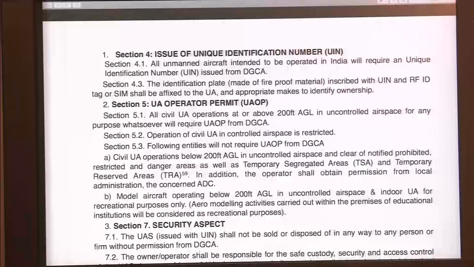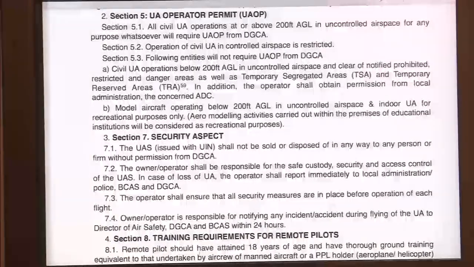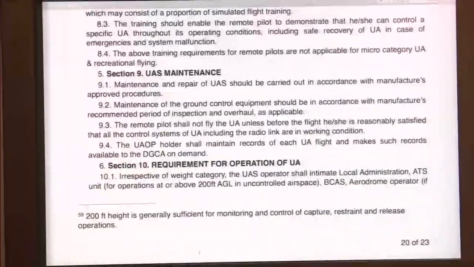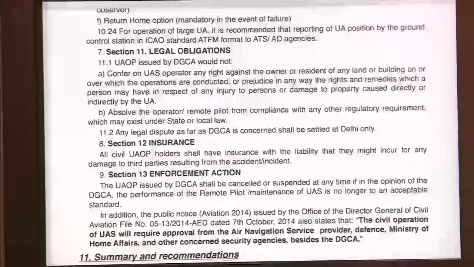Now, drones are increasingly being used these days to locate the animal that needs to be immobilized. So, you can fly a drone into your reserve area and see which is the animal that you want to dart. So, in that case, you need to have a unique identification number for your drone, you need to have an unmanned aircraft operator permit, the security aspects need to be taken into account, training requirements, maintenance of the aircraft and so on.